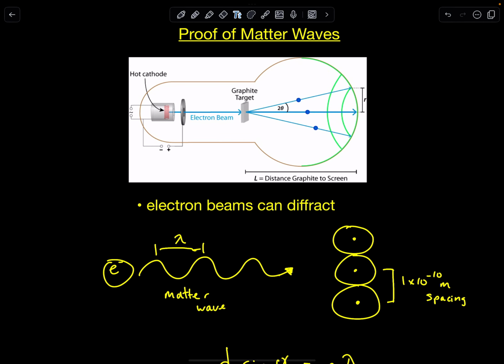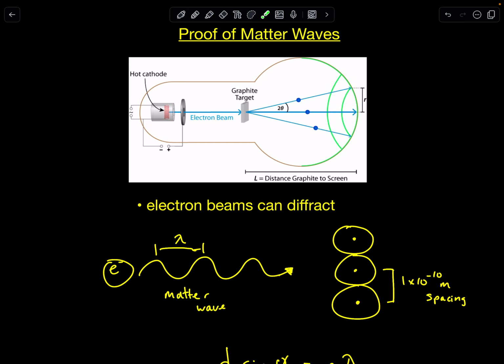Okay, so now that we know that matter has wave-like properties and that we can use the de Broglie wavelength to calculate the wavelength of matter depending on its momentum, how did we find definitive proof that that theory is actually true?